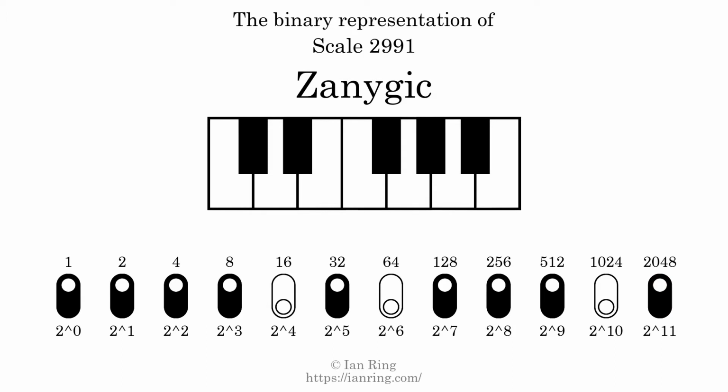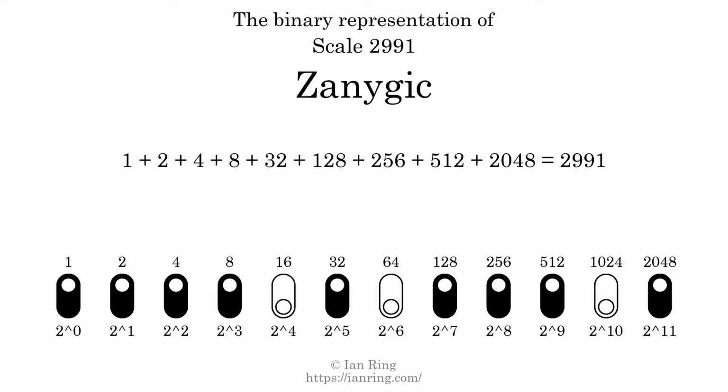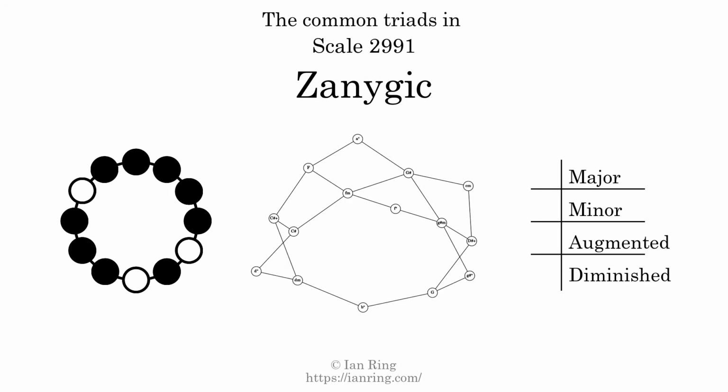To get the scale number, we add the powers of 2 together. The powers of 2 that are present in the scale, all added together, equals 2991. That is why the scale number, in decimal, is 2991. The scale number not only enumerates the scale with a unique index, but it also literally describes the tonal content of the scale. Represented as a binary number in base 2, the scale number is 101101011111. Here are the common triads present in this scale.